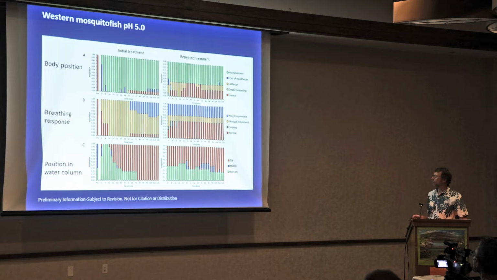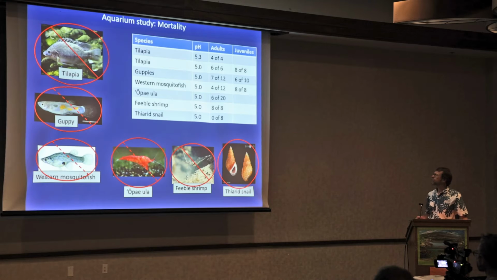And then position in the water column. They were either at the top or the bottom. It was a little bit mixed, no real pattern. So the results from this quorum study, this is the mortality. And tilapia were very heavily impacted. This was a pretty small study, so at 5.3, all 4 adults died. At 5.0, 6 of 6 adults died, and 8 of 8 juveniles died. So complete mortality for tilapia.